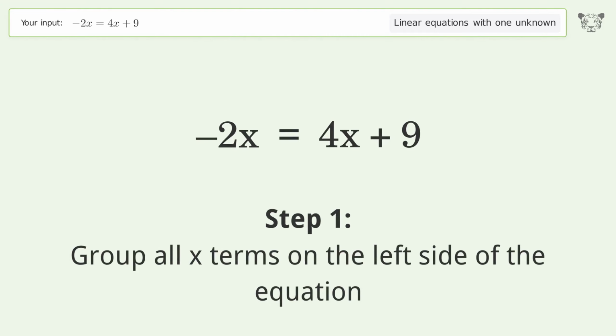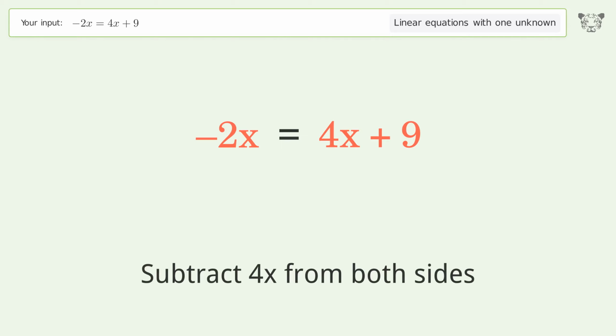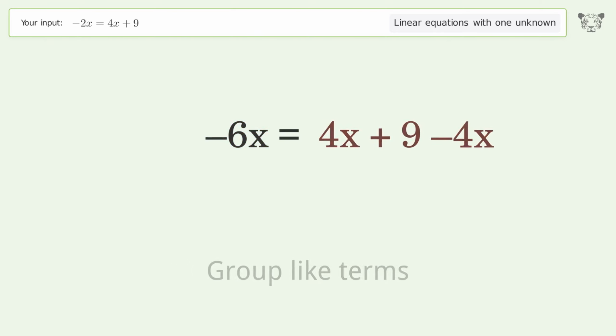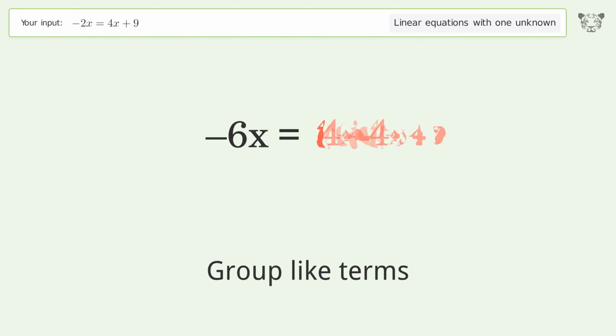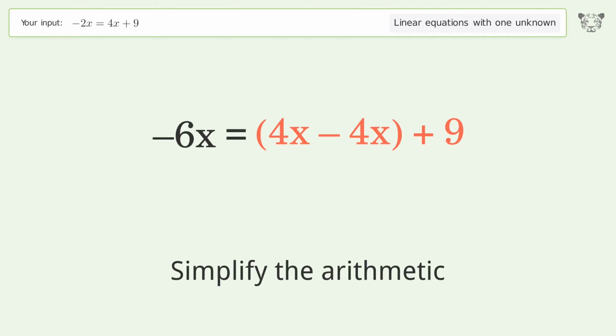Group all x terms on the left side of the equation. Subtract 4x from both sides. Simplify the arithmetic. Group like terms. Simplify the arithmetic.